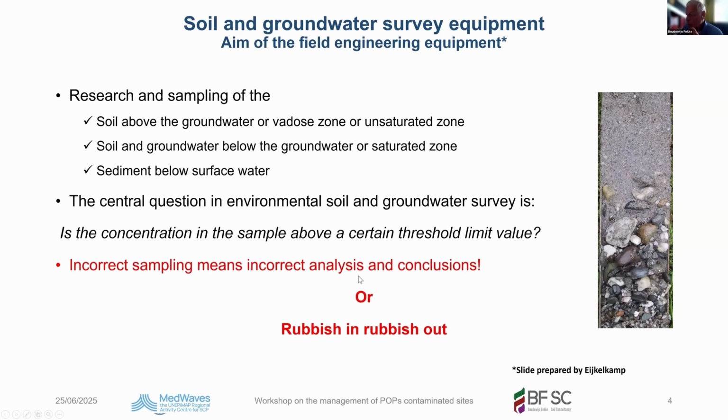Incorrect sampling means incorrect analysis and incorrect conclusions. We all know the expression, rubbish in, rubbish out, and that also applies to the field work. So you have to be very careful in avoiding cross-contamination, being very correct with your administration during the field work to avoid mistakes. Because if you have a mistake, it will be carried on all the way to your remediation and can be very costly. So exact sampling is crucial.